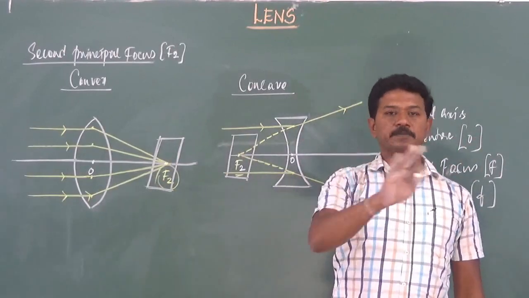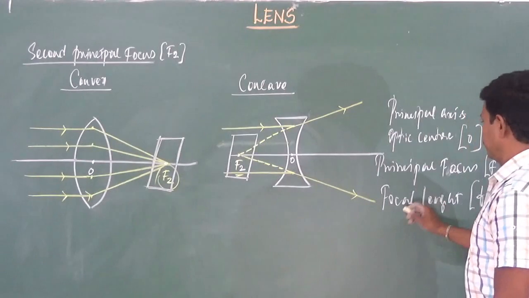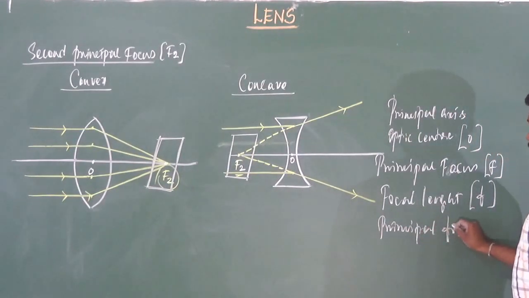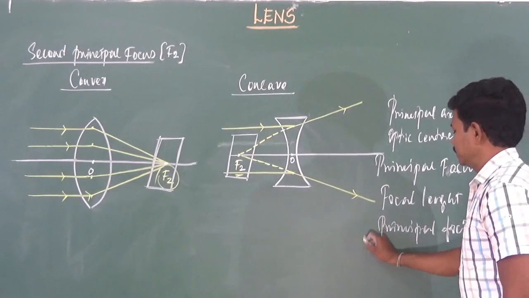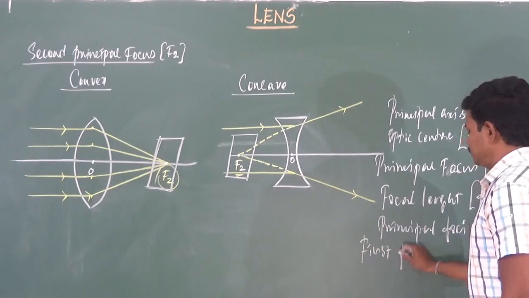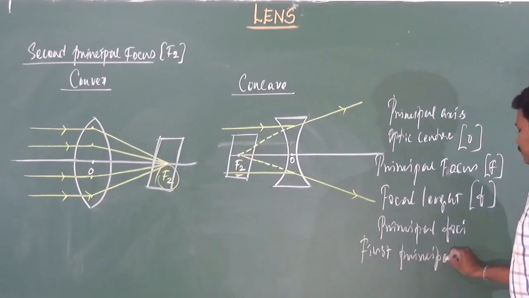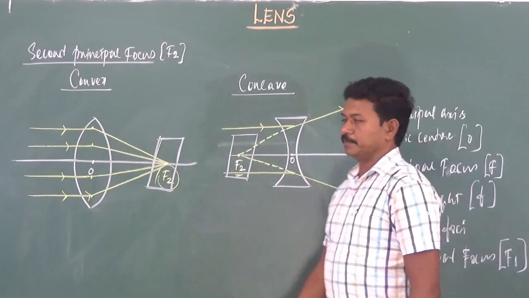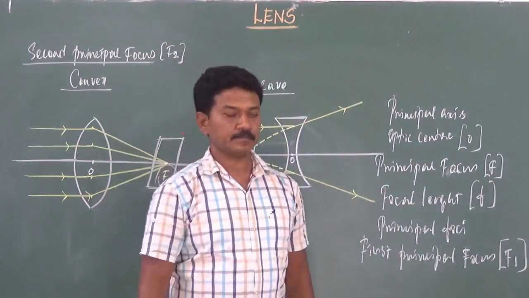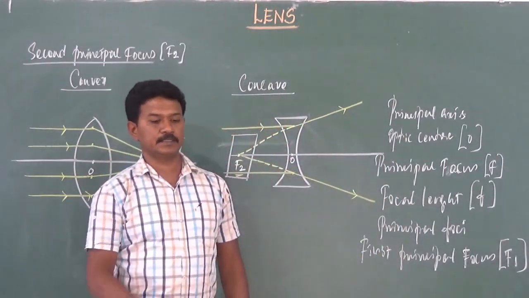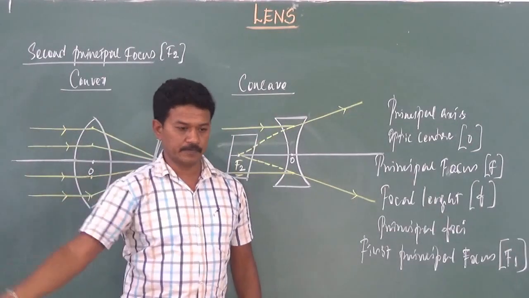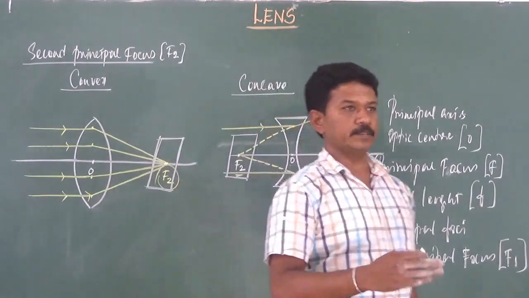So, principal foci. Next one is the first principal focus, represented by F1. It is a point on the principal axis where the light rays start from the point on the principal axis, get refracted by the lens, and if they travel parallel to the principal axis after refraction, then it is called the first principal focus.